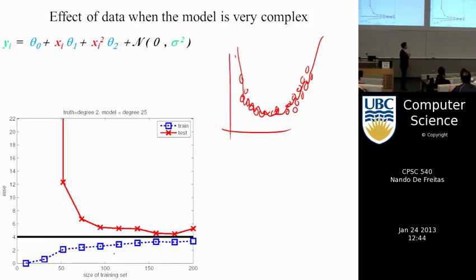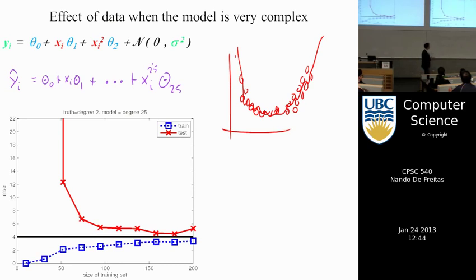That's essentially what we observe here, where I'm using a model for predictions that has theta naught plus x_i theta 1 plus dot dot dot plus x_i to the 25 theta 25. So it's a model with a 25th order polynomial, which will oscillate a lot.